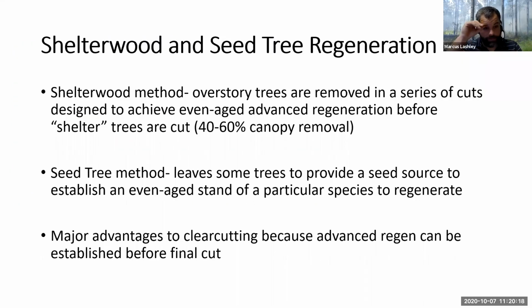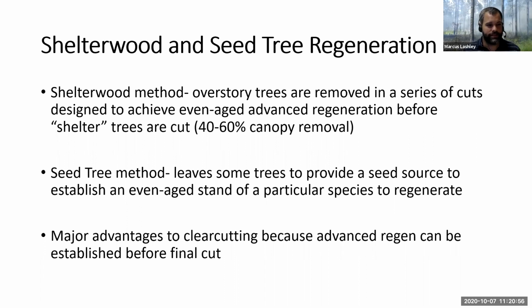So we have a couple of other methods that are pretty similar where we might reduce the tree density substantially. A shelterwood cut is really commonly used in oak stands in the South. The seed tree regeneration method is more commonly used when we're trying to regenerate pine. So the idea is that we remove at least roughly 50% of the canopy. In the seed tree cuts, we might remove 80 or 90% of the canopy even.